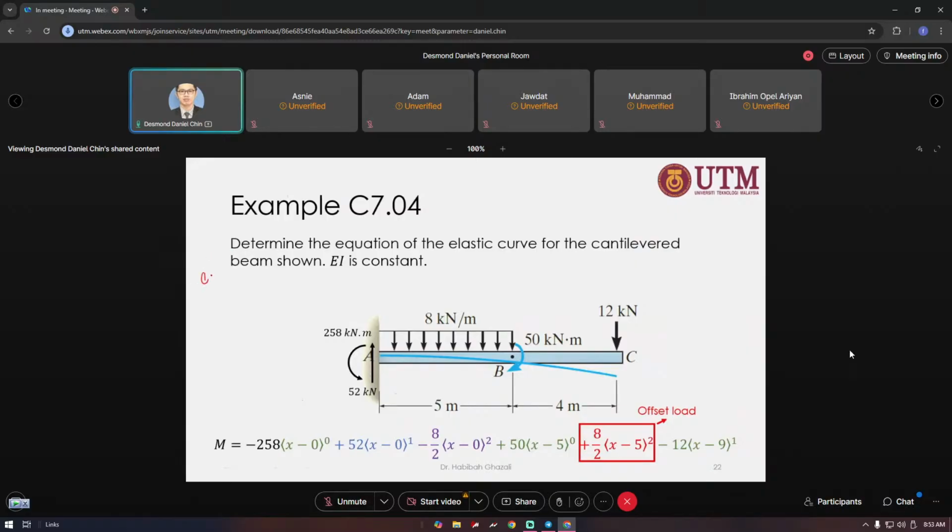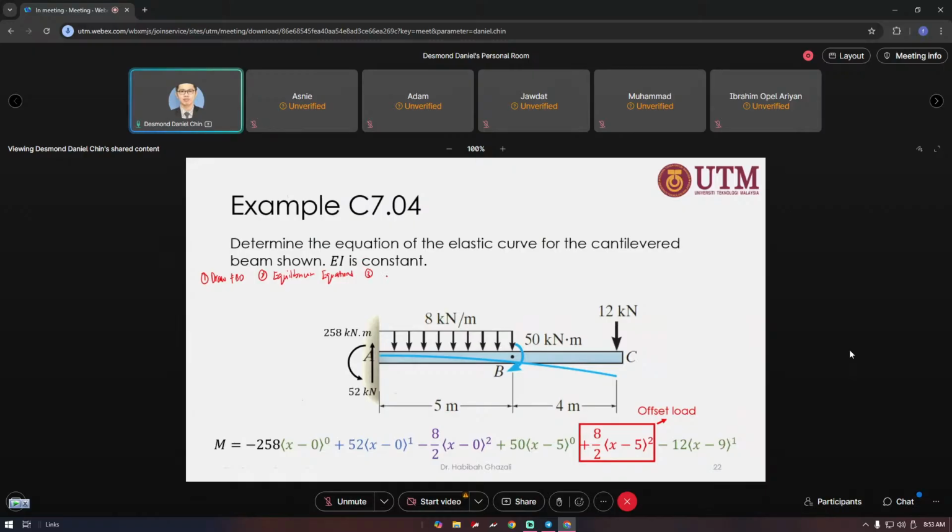So step 1, draw free body diagram. Sorry, I accidentally deleted it. Draw free body diagram. Second part, you have to do equilibrium equation. And this question is so kind, you can skip step 1 and step 2. So, step 3.